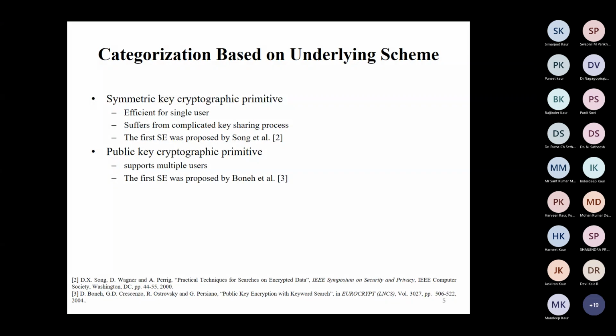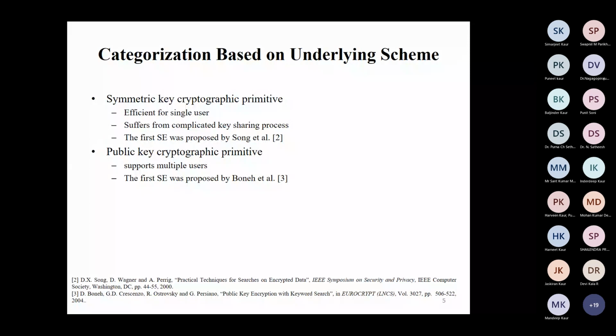So in that case, it suffers from a very complicated process. To make this process simple, the idea of using the public key setting was introduced, and this was first done by Dan Boneh in 2004. He gave the first public key encryption with keyword search. He named the scheme like this. Here, anyone who has the public key of the intended recipient can encrypt and send a message using the public key, and later on the intended recipient can decrypt using their decryption key. So we have a pair of keys here.